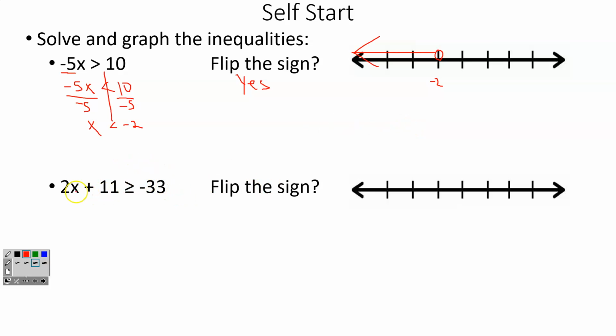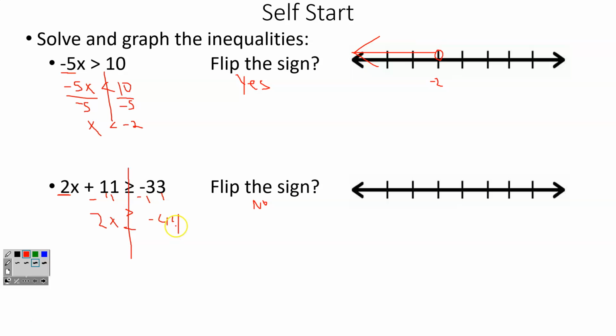For this problem, I'm going to look at the coefficient to see if I need to flip the sign. So my coefficient's a 2, so it's not a negative, so do I flip the sign? The answer is no. So I'm going to draw my fence. I'm going to subtract 11. That gives me a 2x is greater than or equal to a negative 44.